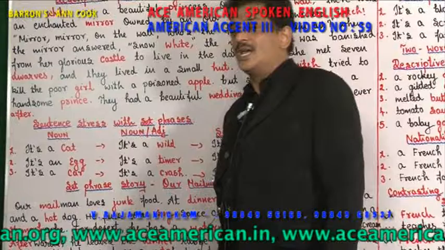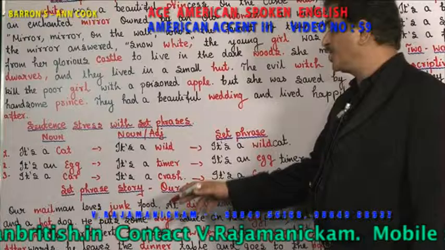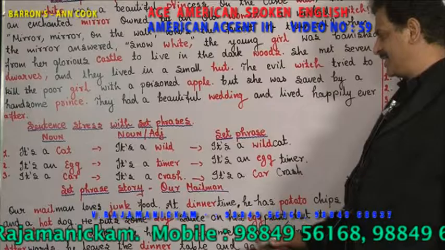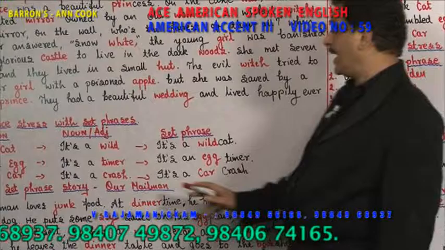A mailman loves junk food. Junk is a noun, food is a noun, right? So junk is stressed. Junk food. So a mailman loves junk food. At dinner time. Dinner is a noun, time is a noun. Dinner is stressed. At dinner time, yes. Potato chips. Potato is a noun, chips is a noun. You're stressing on potato chips.